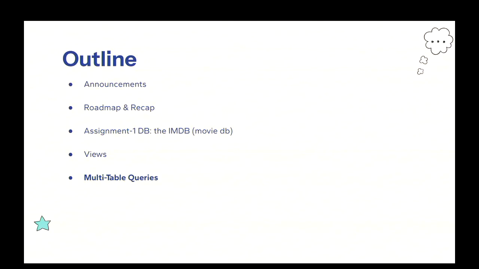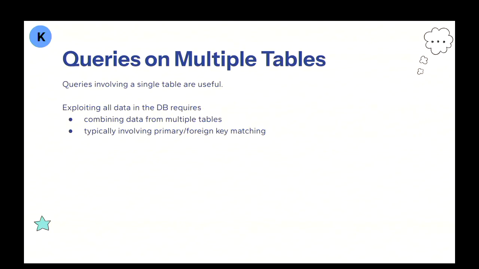Let's continue our lecture today. What we will learn is multi-table queries, so queries involving multiple tables. As we have learned, we can do a lot of things by querying just a single table. We can do groups, and we can apply aggregation operators. However, that's not enough. If we want to exploit all the data in a database system, we need to be able to combine data from multiple tables. This typically involves matching primary or foreign keys, because tables are connected by foreign keys.